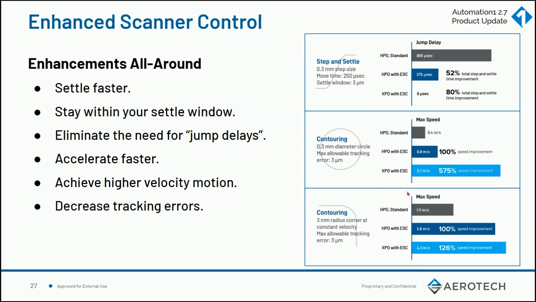In contouring, very similar to the circle test, this is for a 3mm radius corner. Again, with the XPO, we're getting you much higher throughput. We're more than doubling your HPO throughput you're used to getting today. So if you're not buying the XPO from Aerotech yet, and you care about parts per hour, you care about part quality, you want to have industry-leading throughput for your machines, call Aerotech today and get in an XPO with enhanced scanner control, and you will have the industry's leading performance in laser scan heads.